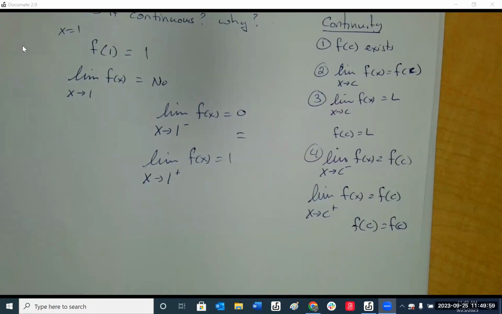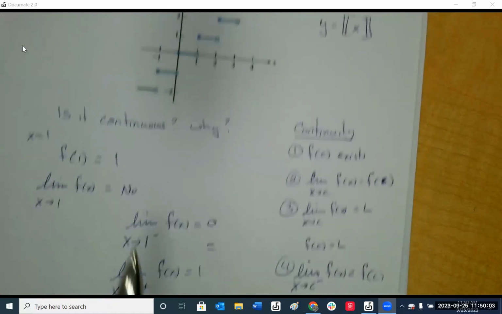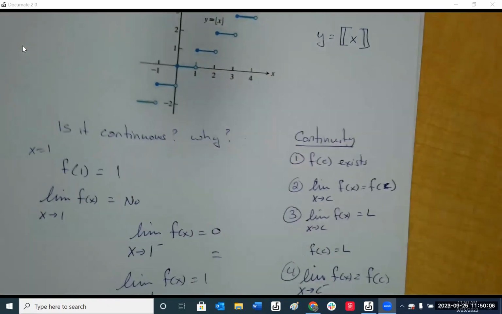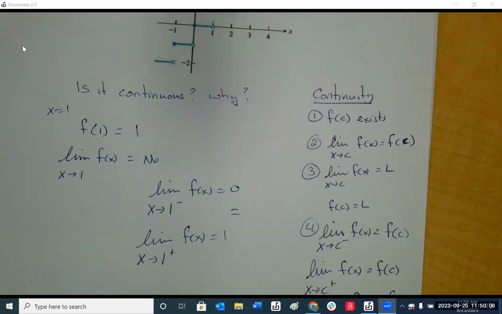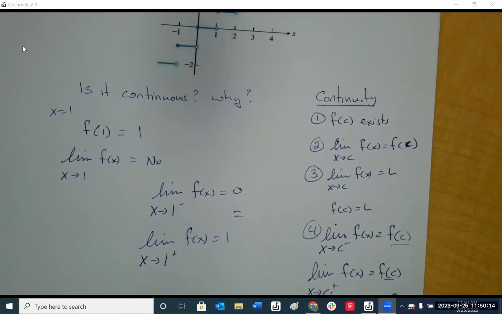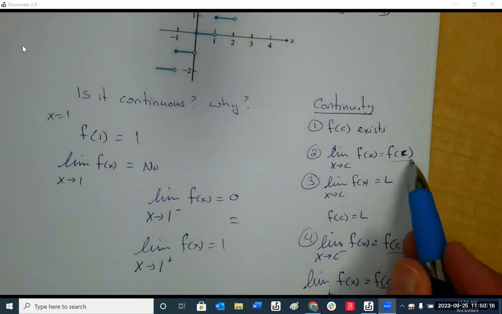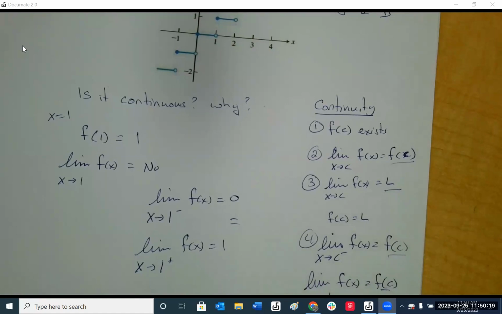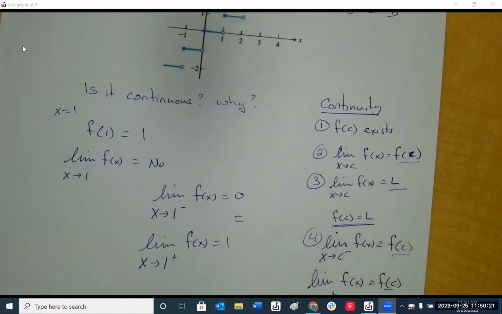The book's going to talk about it later on, but I think this is a perfect place to talk about it because it's exactly what's happening. So the limits from both sides have to approach the same value and they have to be equal. And these have to equal this one, which has to equal the limit. All of those have to be true. And if any one of those fail, then it's just not continuous for whatever reason.